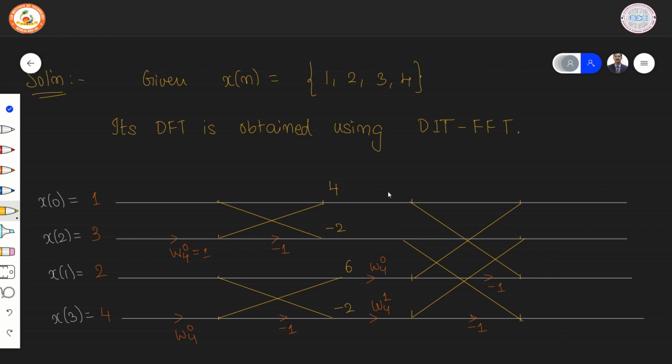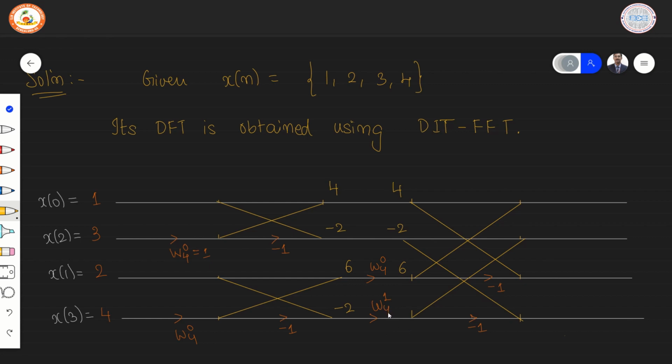For the second stage, we have to calculate the input after scaling. So here no need of scaling, so the input is 4 and -2. Next, W4 power of 0 is equal to 1, so multiplying will give you the same input, that is 6.